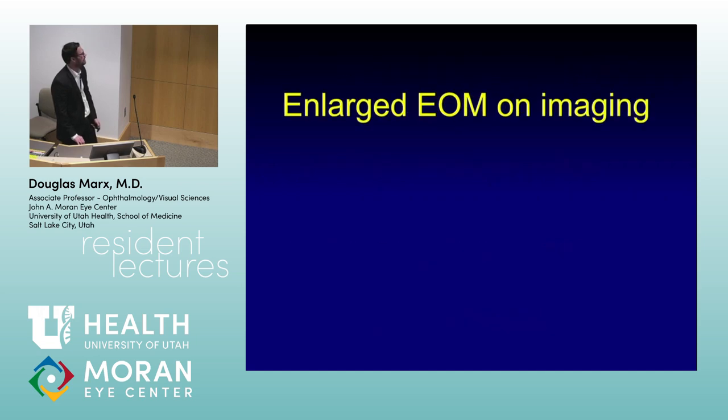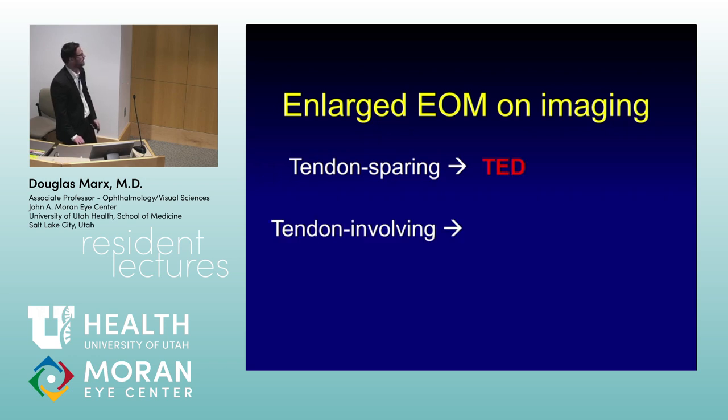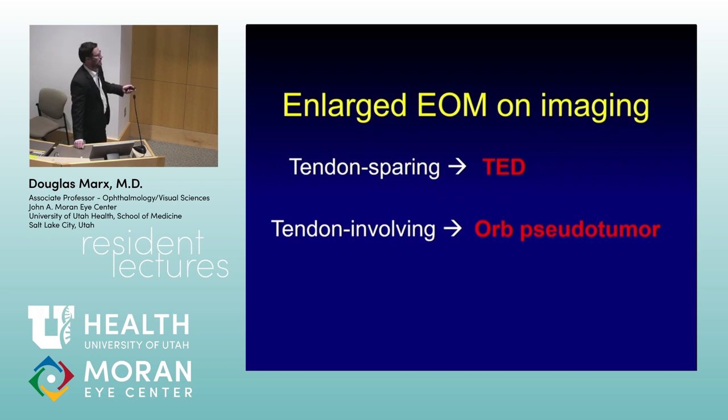All right, enlarged extraocular muscle on imaging. I don't remember this slide. Oh yeah, tendon sparing. What spares tendons? Tendon involving? Yeah, I run into this all the time. This becomes a big deal when I'm trying to get rheumatology to treat this, right? And these days, rheumatology will be treating this too, right?